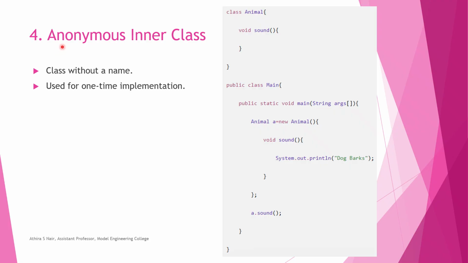The last type is anonymous inner class. An anonymous inner class is a class that does not have a name. Here we have an example class Animal with void sound. Here we create a subclass of Animal without explicitly giving the subclass a name. So this is an anonymous inner class, and this is particularly useful when we need a class implementation only once.